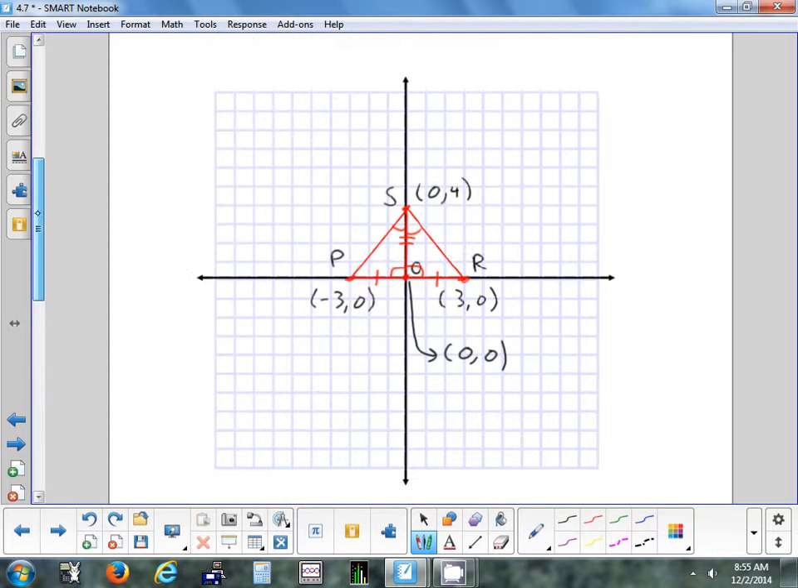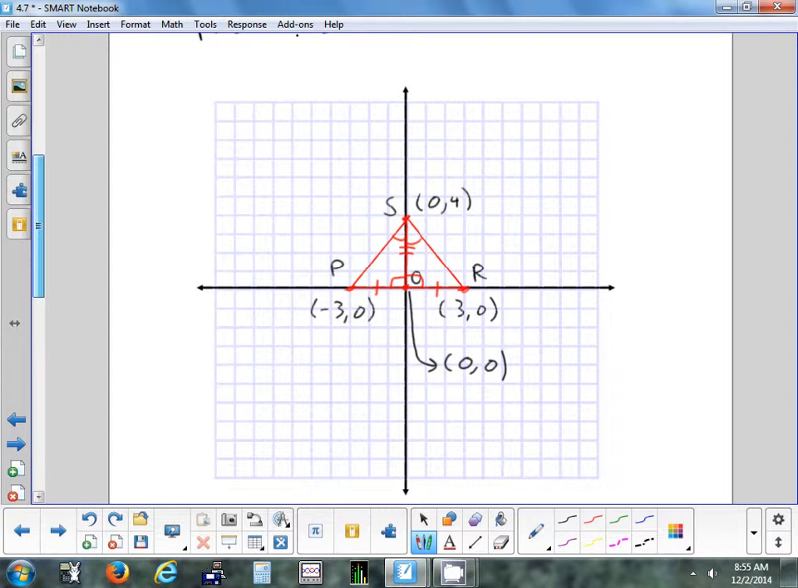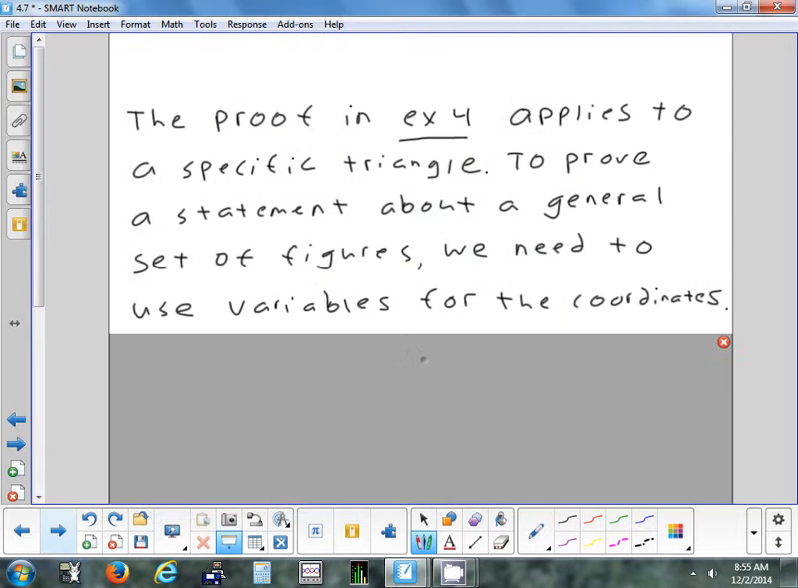Now, the proof we just did applied to a very specific triangle. It applied only to the triangle that had vertices (-3, 0), (3, 0), and (0, 4). If you want to prove a statement about a triangle in general, you need to use variables for the coordinates. You can't use actual numbers. It's kind of like if I said to you, prove to me that anytime you add an odd number to an odd number, you get an even number.